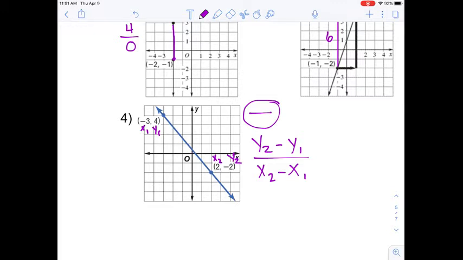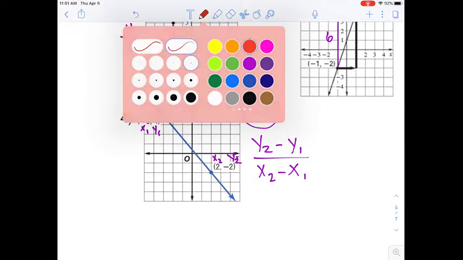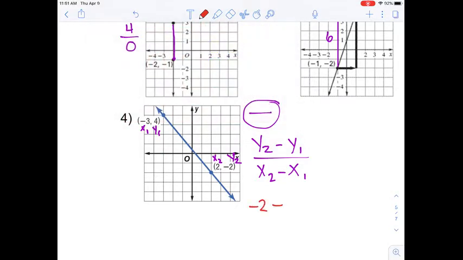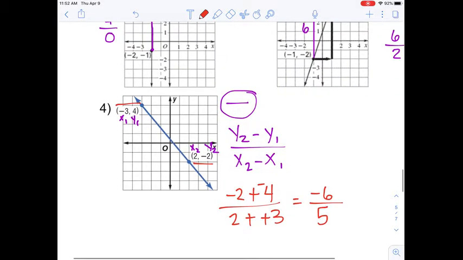So we have 2 coordinates, and then I'm just going to plug in the information. So y2 is negative 2, and then I have minus y1 is 4, x2 is 2, x1 is negative 3. So all I did was plug those values into my equation. And now I'm going to solve. I'm going to add up, so I get negative 6 over, and these turn into plus signs, so we have 5. So my slope for this line is negative 6 over 5.